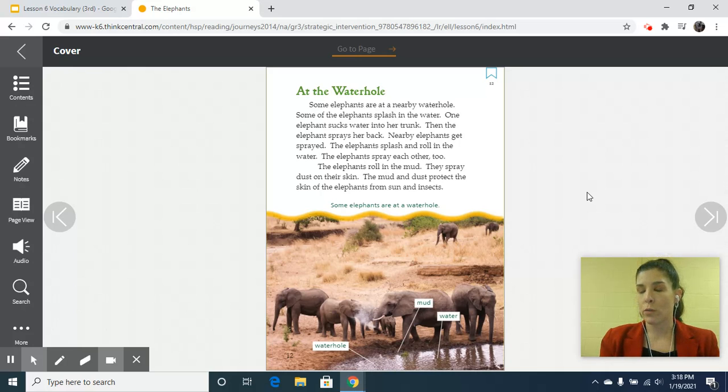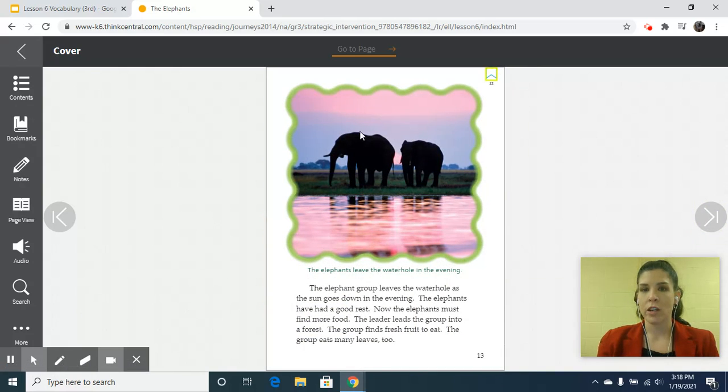Oh, so just like we use sunscreen, sunblock to protect us from the sun, or if we use bug spray to protect us, the way elephants do that is mud and dust to protect their skin. Nice. So here's our two elephants. And that's a really nice picture. The elephants leave the waterhole in the evening. The elephant group leaves the waterhole as the sun goes down for the evening because it's become nighttime.